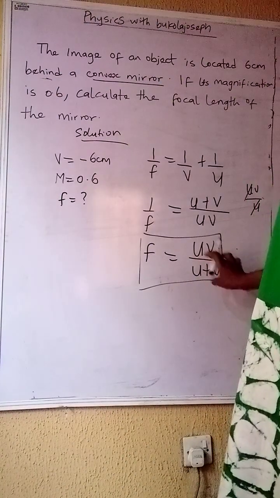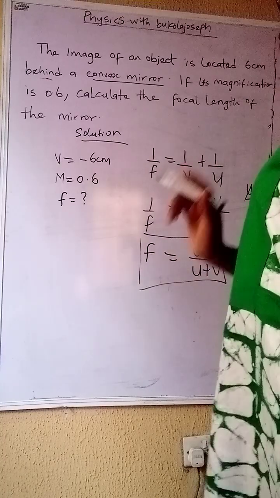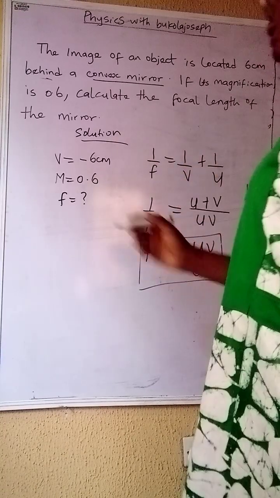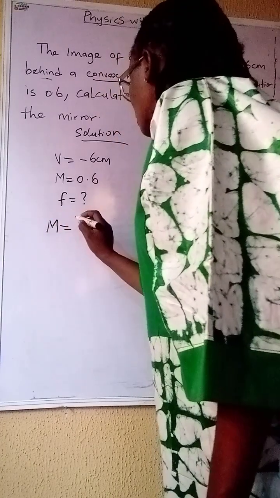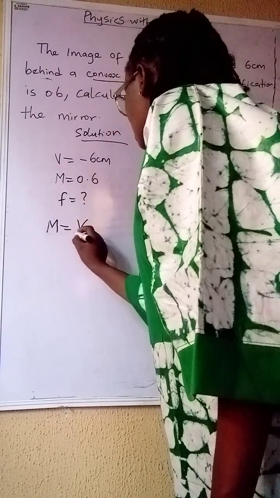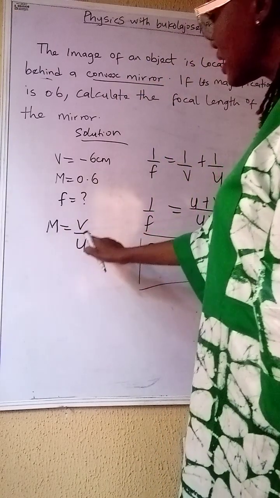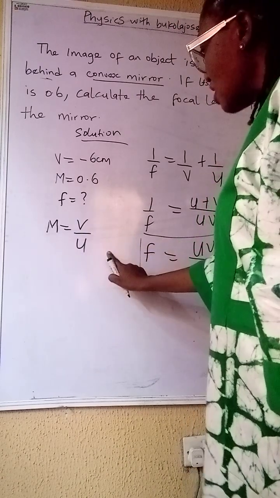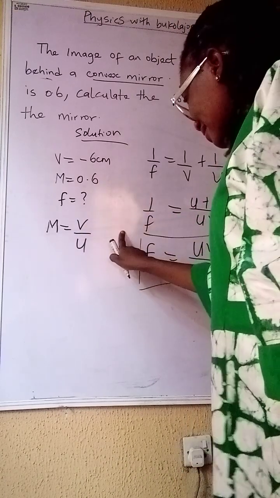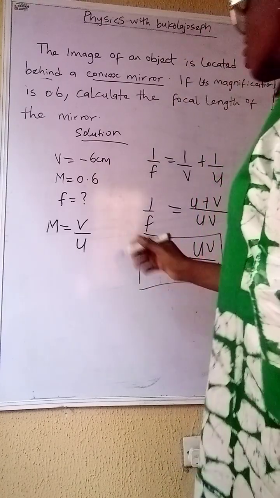U, we don't have U, so we'll find U. We have V, so we need to find U. How do we find U? You remember the formula for magnification? Magnification is equal to what? V all over U. That is, magnification is equal to image distance all over object distance, or image height all over object height.